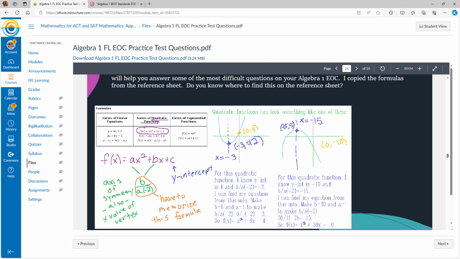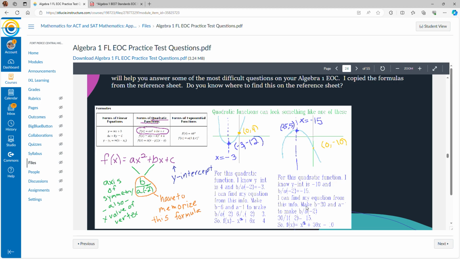Quadratic function over here, we have our maximum at 5. Our vertex is negative 15, 5. And our axis of symmetry is x equals negative 15. Our y-intercept is at negative 10. And for this quadratic function, I know the y-intercept is negative 10, and b over a times negative 2 equals negative 15. So I can find my equation from this information.